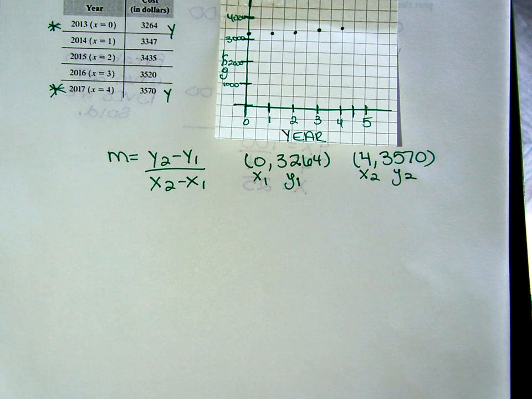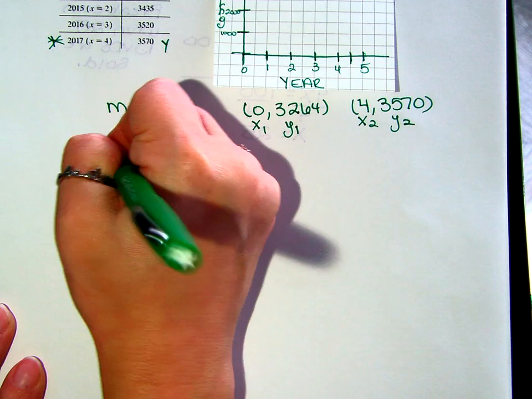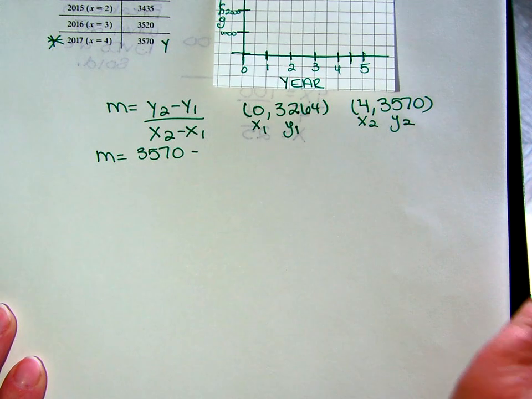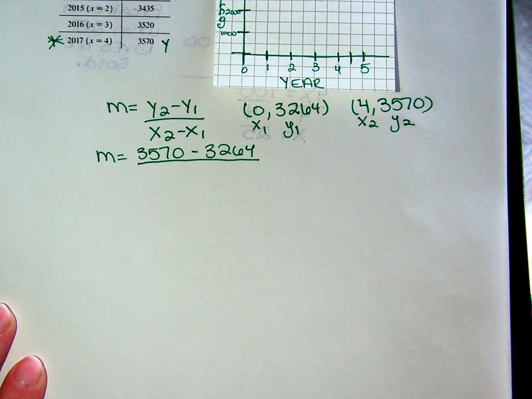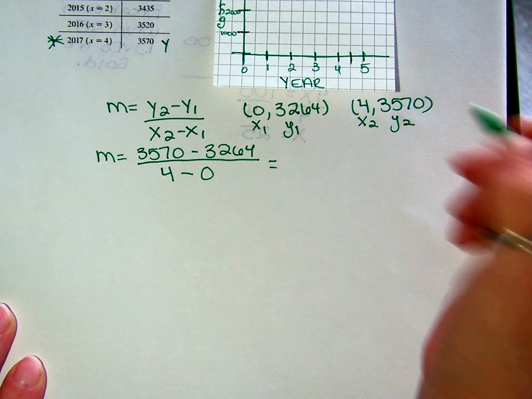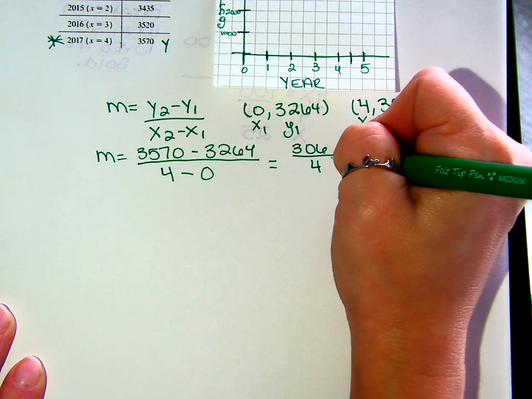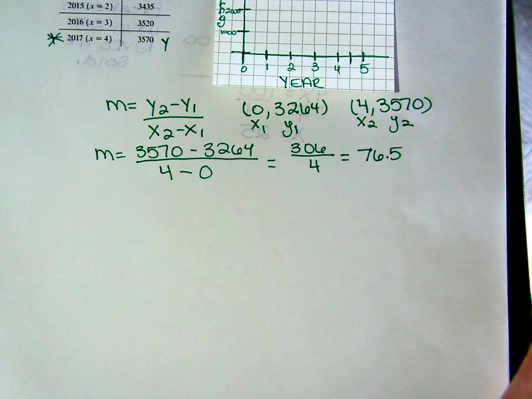Because slope is going to be y2, so my y2 was the 3570, minus y1, which is 3264, all over x2, which is 4, minus x1, which is 0. That'll give me 306 on top, all over 4. And I'm going to round to 1 decimal place. On Pearson, it would be very specific and tell you how much to round if you have to give a decimal. So the slope is 76.5.